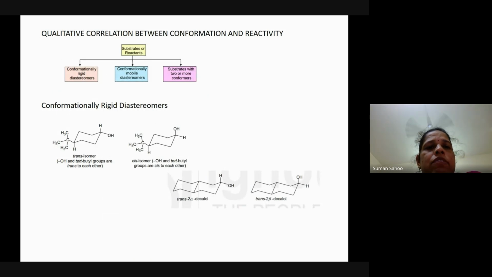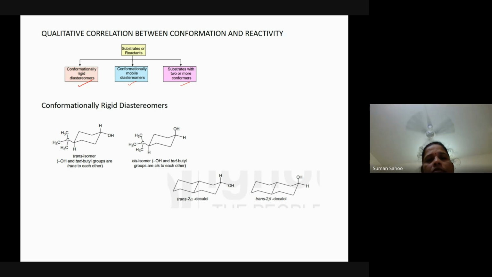So, qualitative correlation between conformation and reactivity. What would be the reactions and reaction outcomes, means on which factor this depends. We can summarize that our substrates or reactants can be conformationally rigid diastereomers, or conformationally mobile diastereomers, or substrates with two or more conformers. Okay, so what are conformationally rigid diastereomers?